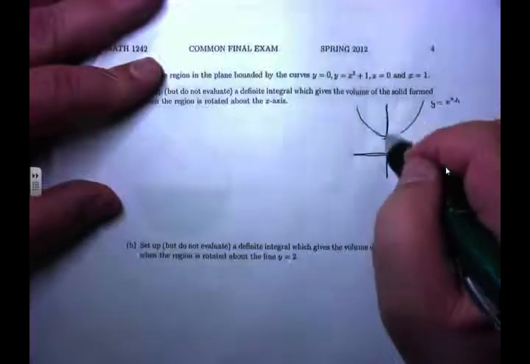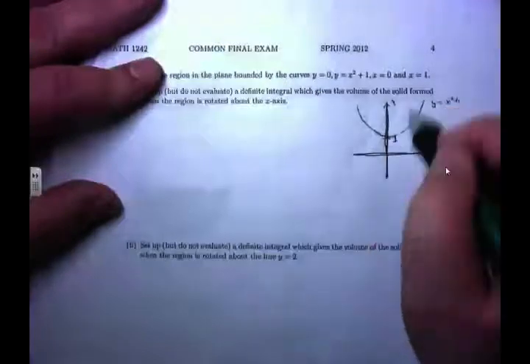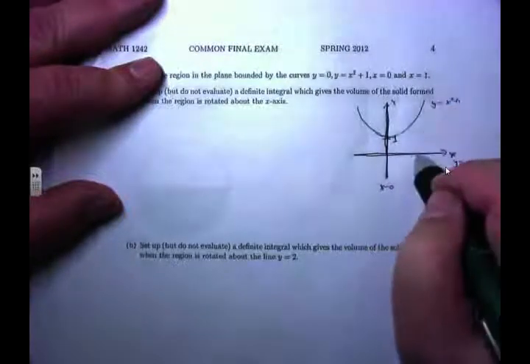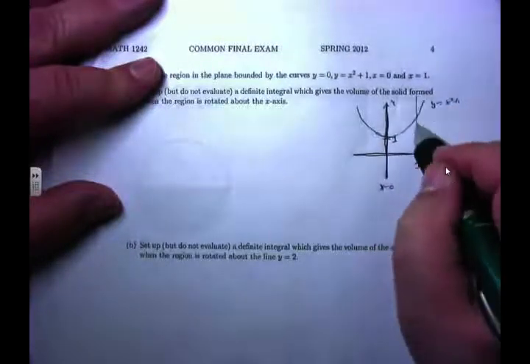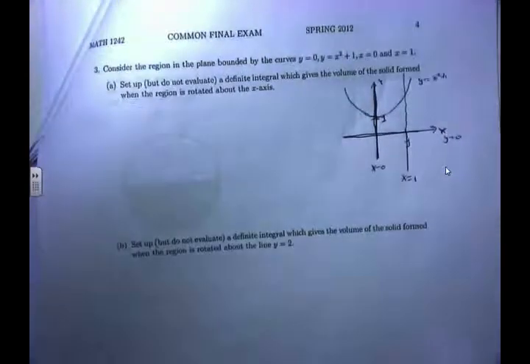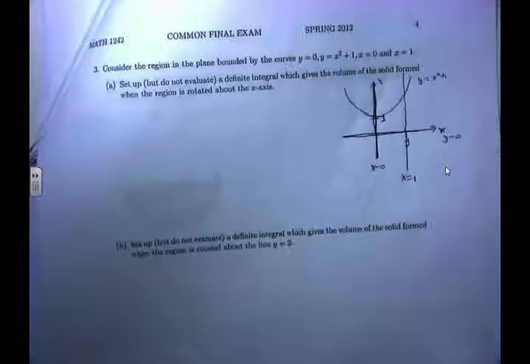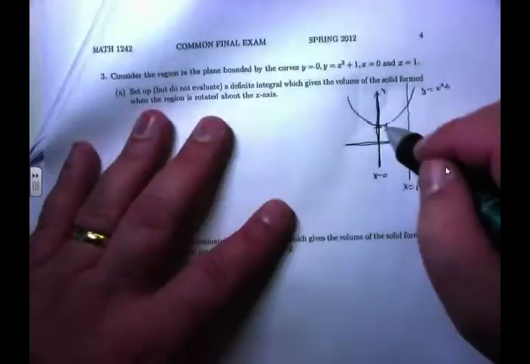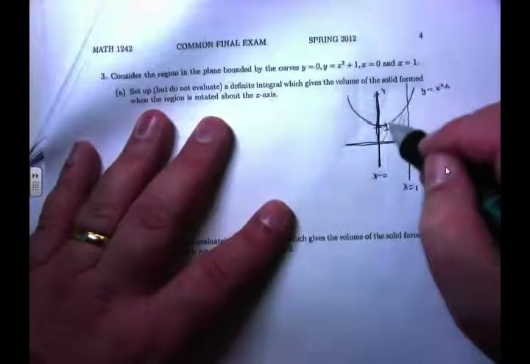X equals 0 is the y-axis. Here's the y-axis, also known as x equals 0. And x equals 1, here's 1. It's a vertical line. What region are we talking about that is bounded by all 4 of these curves? It's this region, clearly, in here.